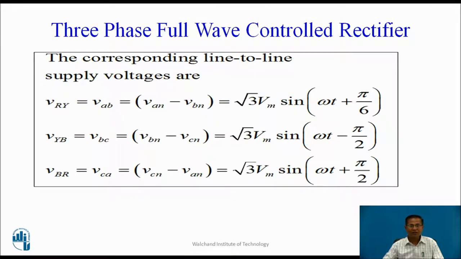The corresponding line-to-line supply voltages are VRY equal to VAB equal to VAN minus VBN, equal to root 3 VM sin of omega t plus pi by 6. VYB equal to VBC equal to VBN minus VCN, equal to root 3 VM sin of omega t minus pi by 2. VBR equal to VCA equal to VCN minus VAN, equal to root 3 VM sin of omega t plus pi by 2.